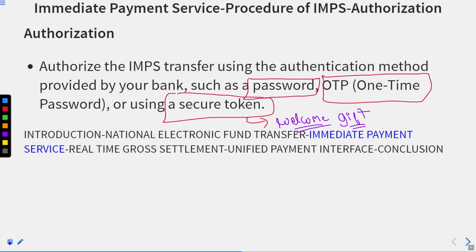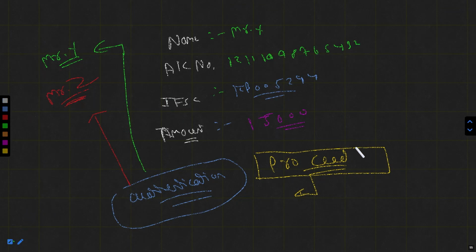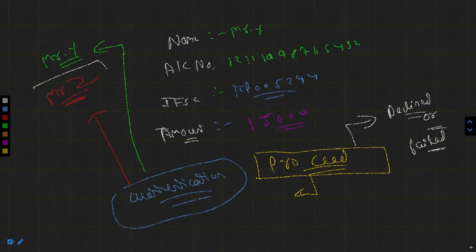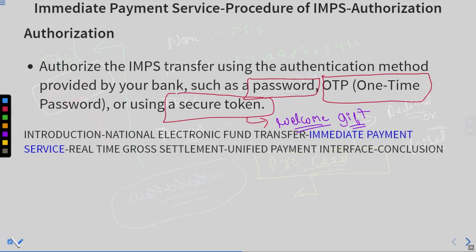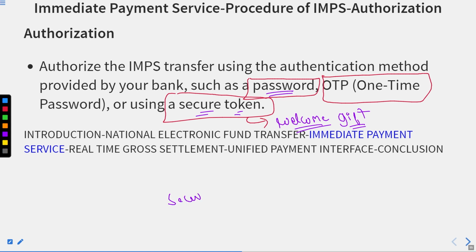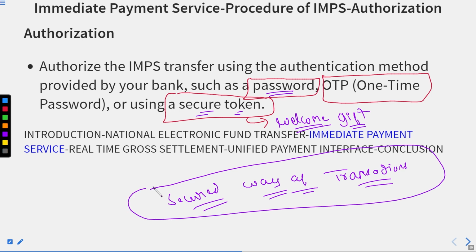And if you are unable to mention these details, then your transaction will be declined or failed. It means that only the real owner, the person who holds the account, is able and eligible to make the transfer, because he is the only person who will have access to the password, the OTP, and the secure token. That's why it is known as a secured way of transaction. Got it?